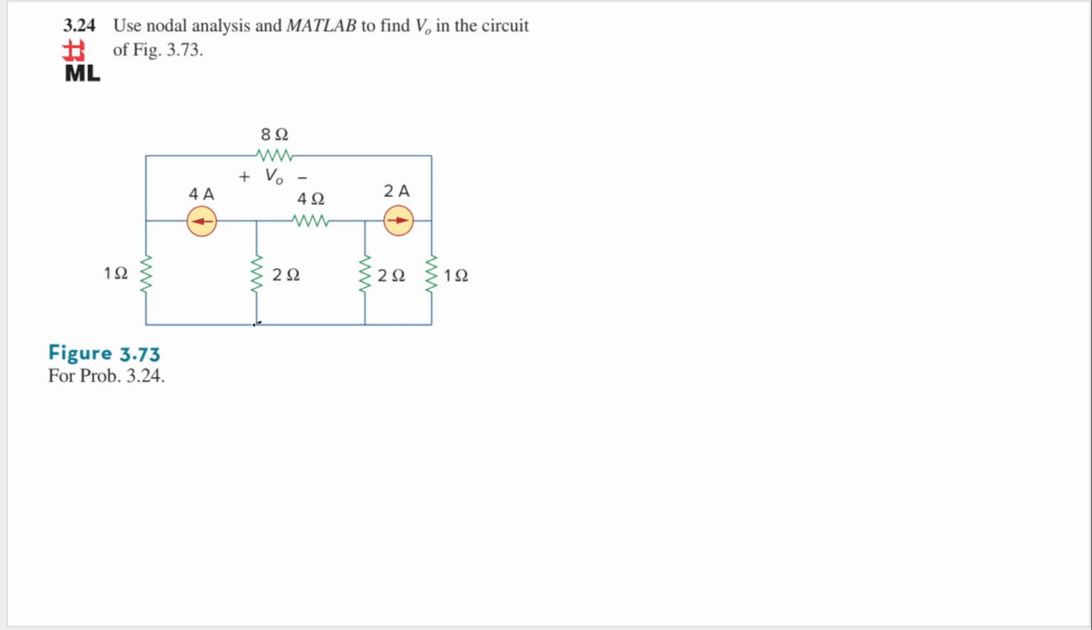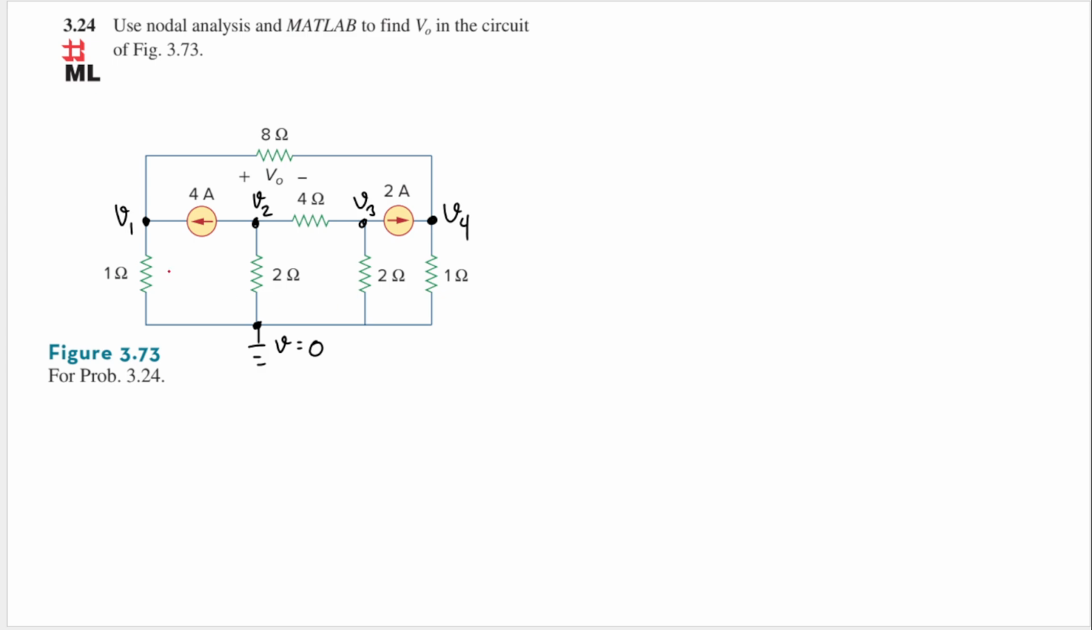Okay, let's set the bottom node here as our ground. So we know that the voltage here will be 0. And let's set this one here as V1, this node here as V2, this node here as V3, and this node here as V4. We can do KCL at V1, V2, V3, and V4. I think I will need MATLAB for this one, but I don't know.